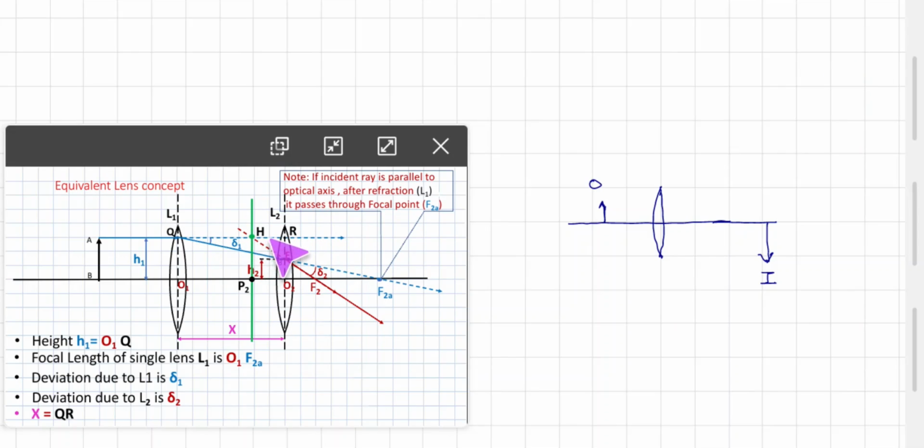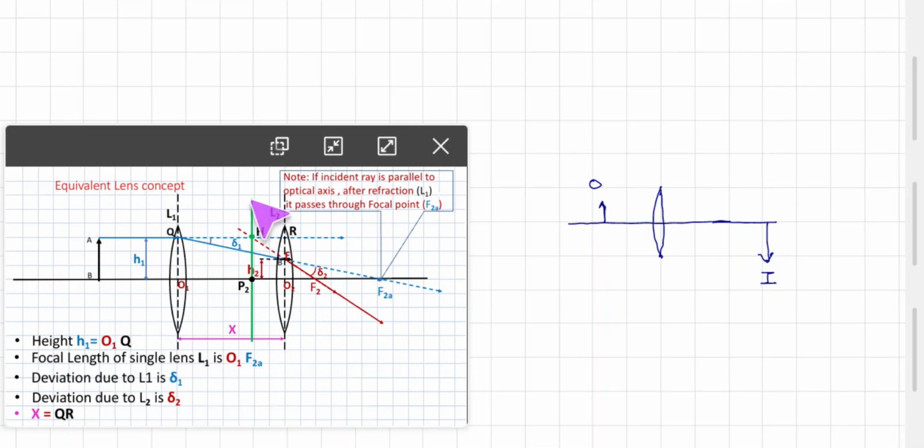So remember that this deviation is a total deviation, that is delta 1 plus delta 2. So let us consider, suppose there is no L1, but now after refraction we are getting this ray when it is traced back. So if we draw a straight ray from this point, it appears that if it bends through this angle, then and only then it can pass through this point. So that you remember.